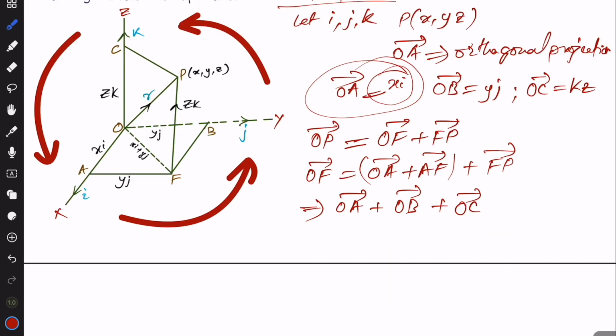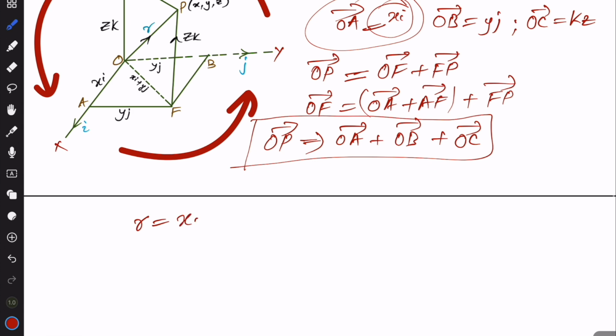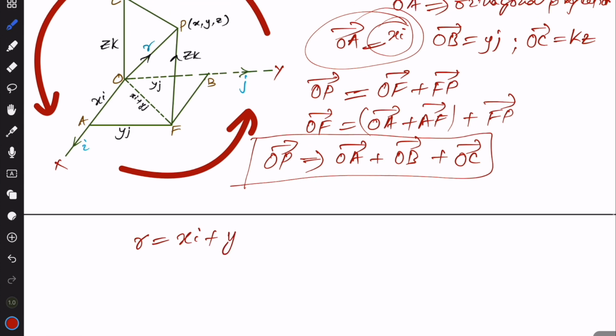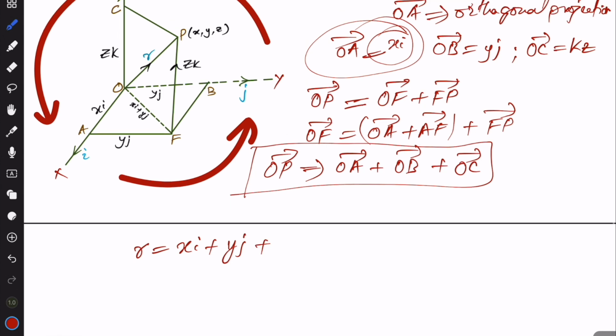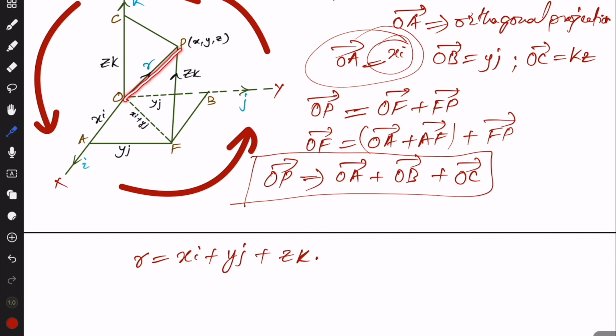Alright. Now this is nothing but OP. So if this is our final term, then OP is represented by R, which is equivalent to OA, represented by XI, plus OB, represented by YJ, plus OC, represented by ZK. So R is equal to XI plus YJ plus ZK.